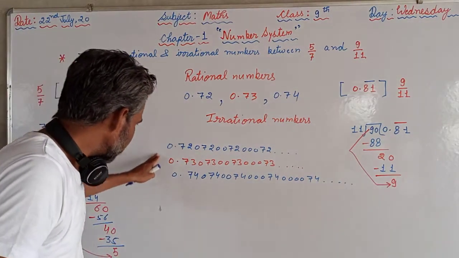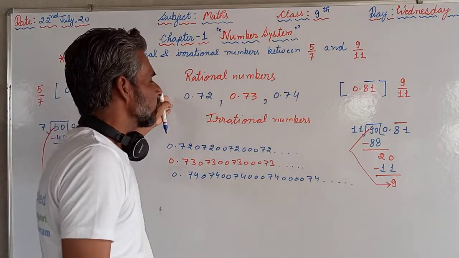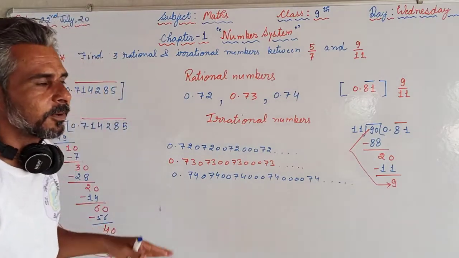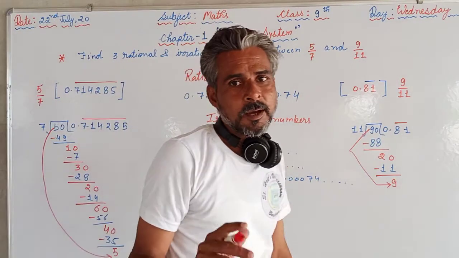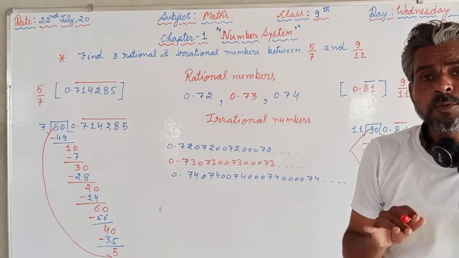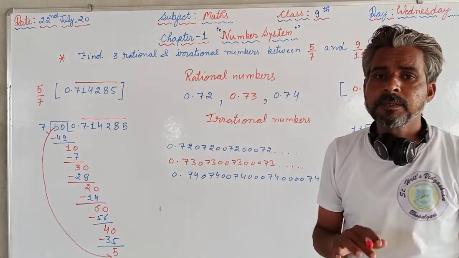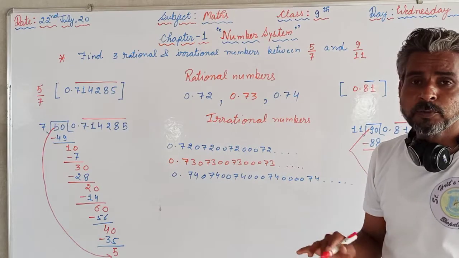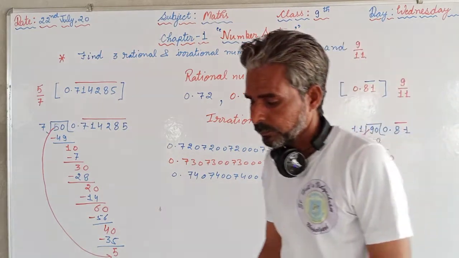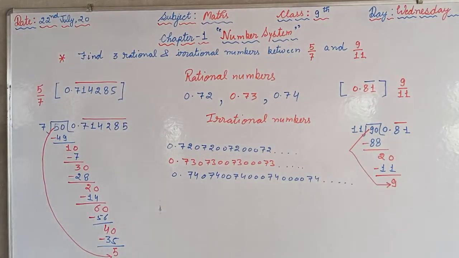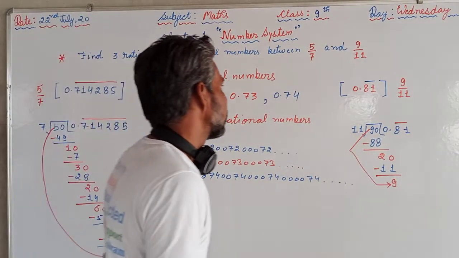So these are the three irrational numbers and these are the three rational numbers which are lying between these two rational numbers. I hope that now it's clear to you how to find the rational numbers and irrational numbers between any two given rational or irrational numbers. At the same time, we will discuss one more, that is an important question for you.